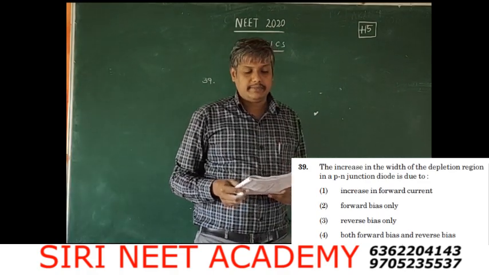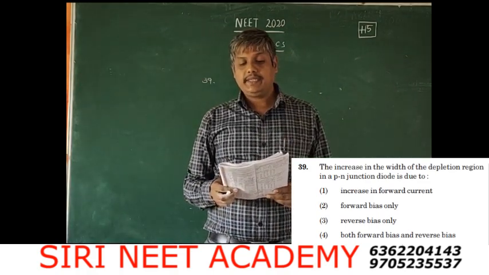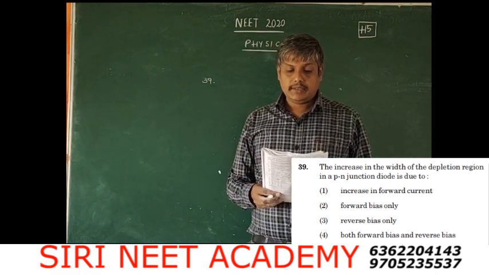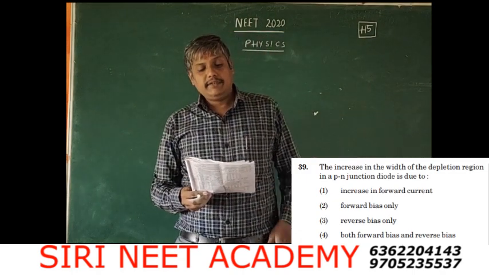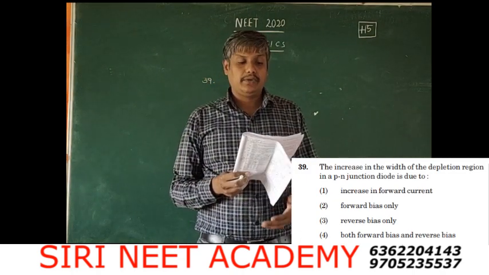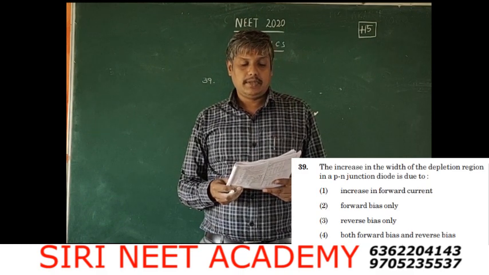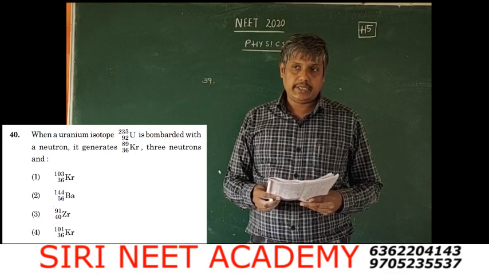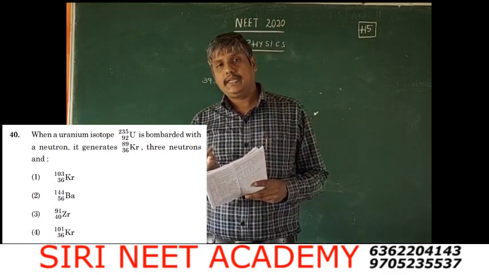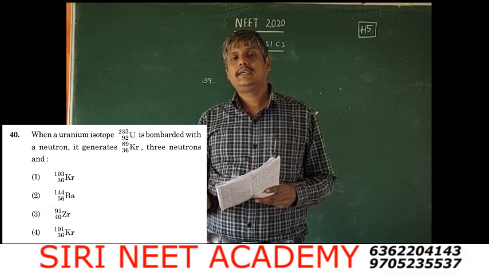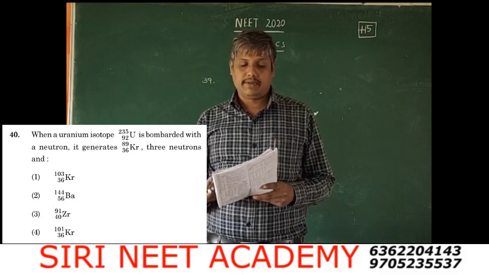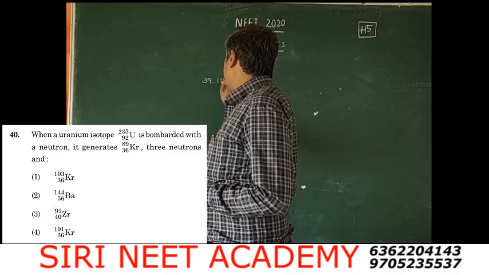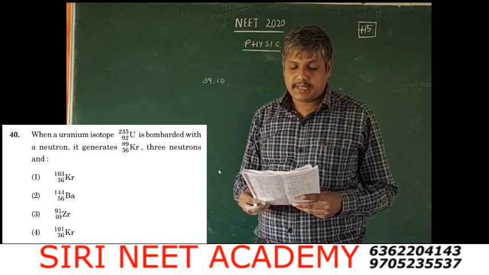The increase in the width of the depletion region in a PN junction diode is due to. A depletion region is formed in an unbiased PN junction diode. The depletion region decreases when it is forward biased and it increases when it is reverse biased. So the option corresponding to this one will be 3, when the diode is reverse biased.